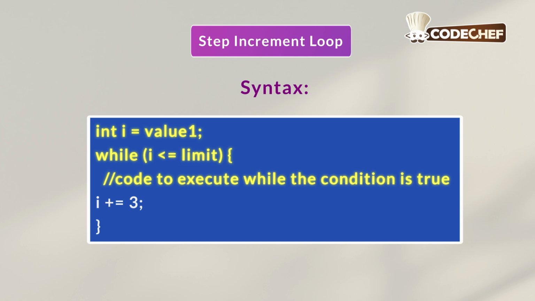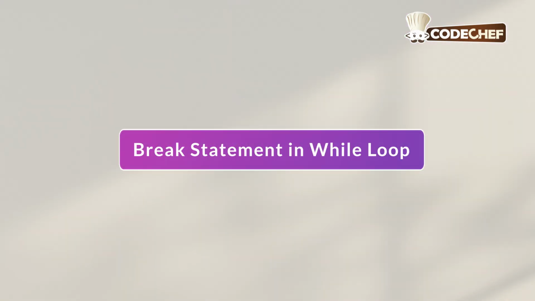But here we are writing i += 3; it means to the initial value of i, 3 will be added and that will be stored as the new value of i. And every time we check the condition, the value of i will increase by 3 till the condition is true. Then, break statement in while loop.